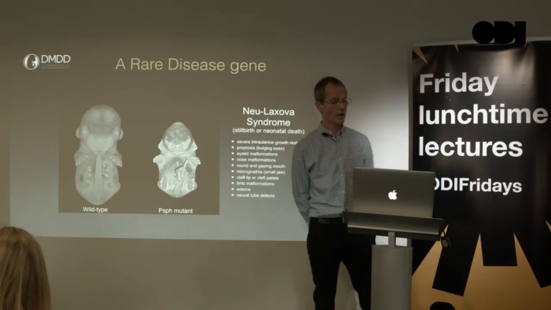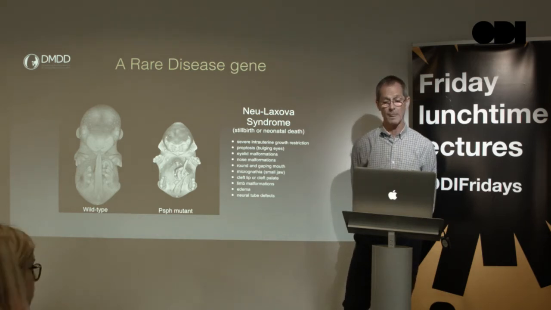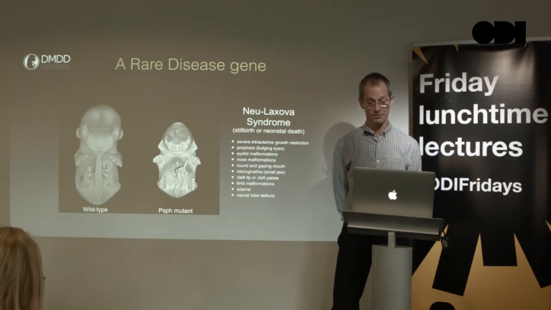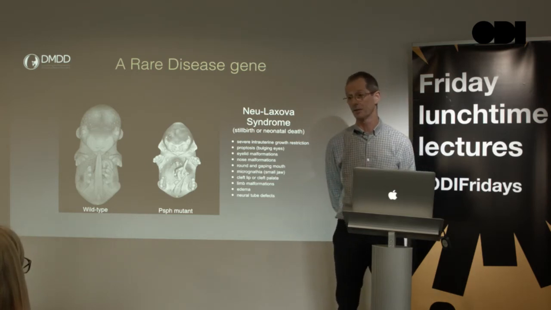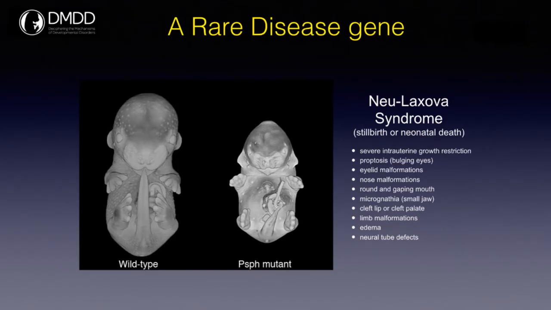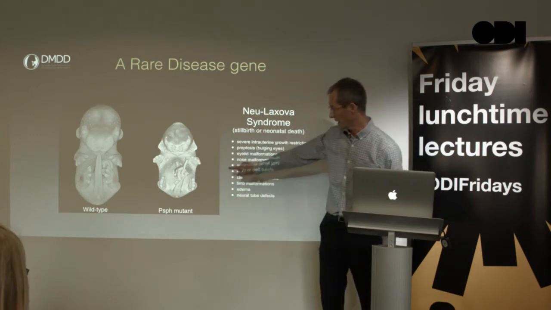So this is an example of a particular gene that we studied in this project so far. And it turns out to be one of those rare disease genes that I mentioned. It's responsible for Neu-Laxova syndrome, which causes stillbirth in humans, and is extremely rare and was only discovered in the 1970s. On the left-hand side, this is a normal embryo at the stage that we analyze. You can recognize its head, its eyes, its hands, its feet, and tail. This is an embryo at exactly the same developmental stage from the particular mutant.